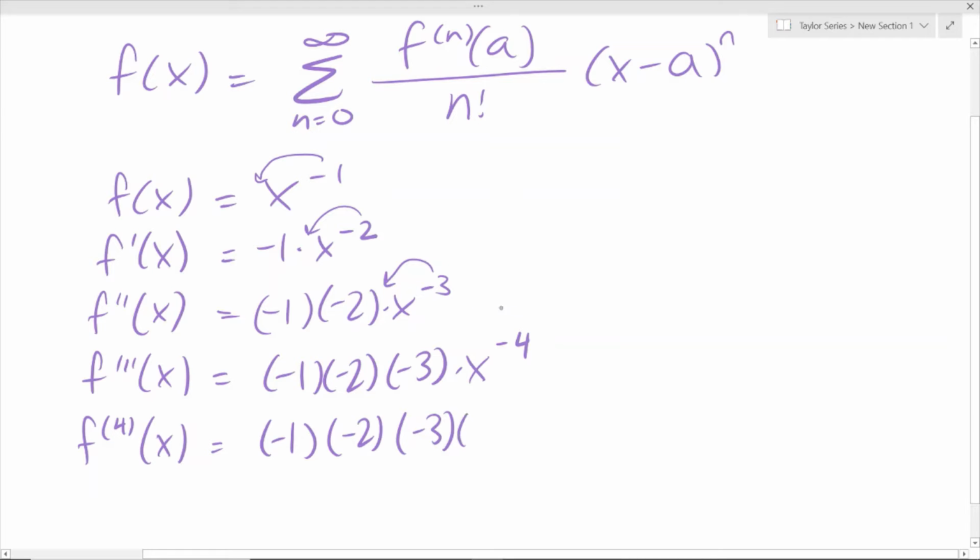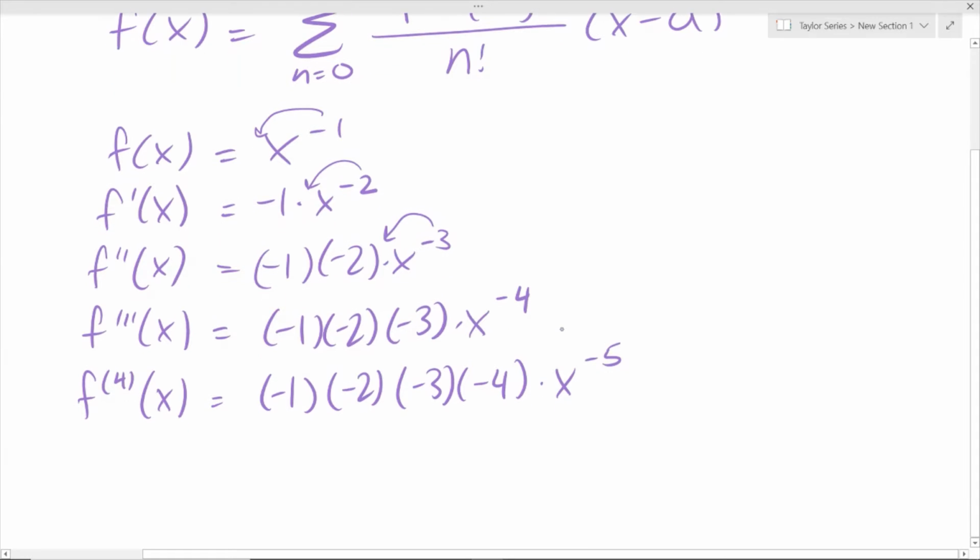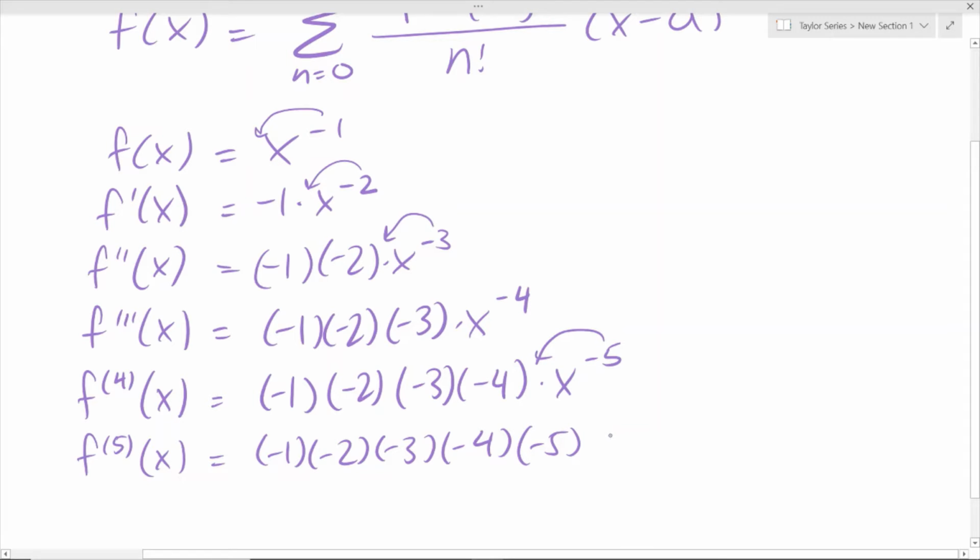-3, take down the -4, x to the exponent of -5, minus 1 from the 4, and let's do 5. Just do 5 to see if we can find a pattern. So -1, -2, -3, -4, and you know why I didn't multiply them together? Because we can kind of see some sort of factorial here, right? So that can be part of our pattern. So -5 goes down, it's going to be 6 because we subtract 1 from this -5, so -6.